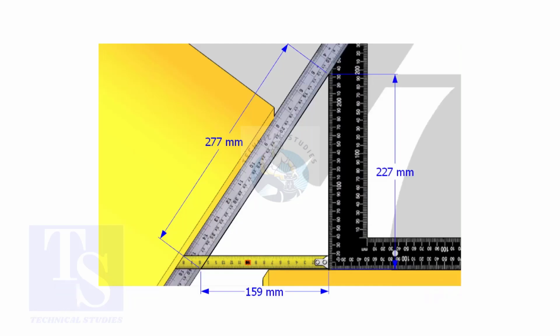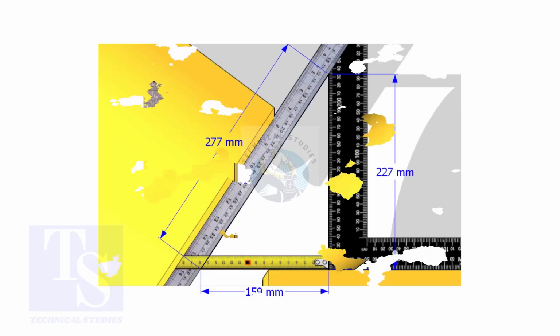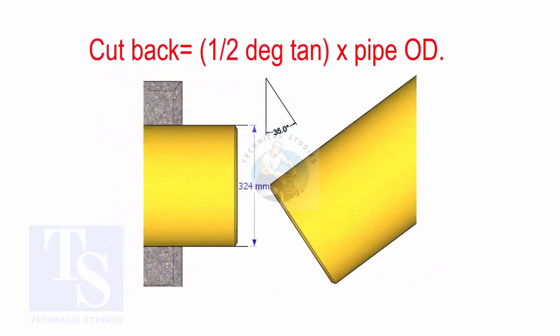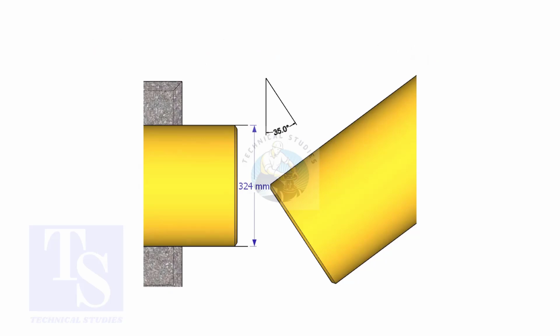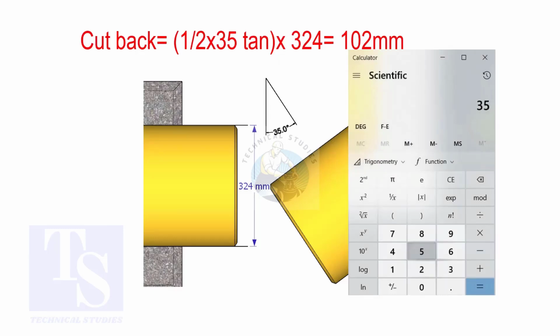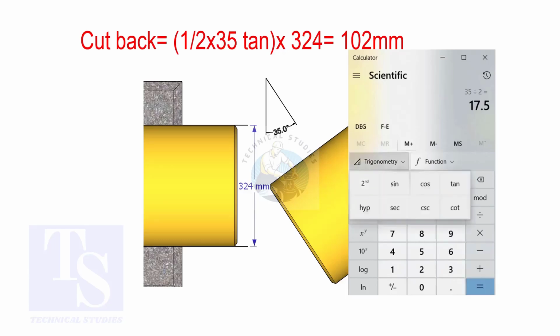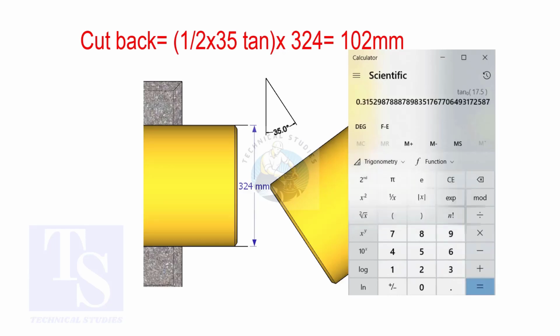How to calculate the cutback of a single cut miter? When it is a single cut, the cutback is half degree tan multiplied by the OD of the pipe. The answer is 102 millimeters.